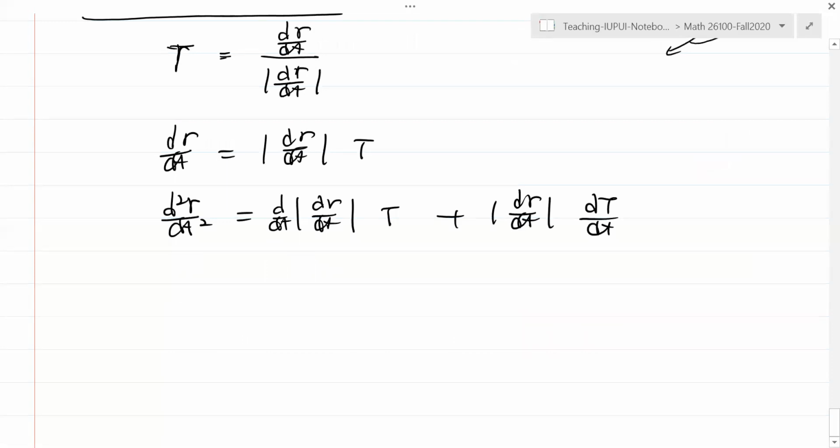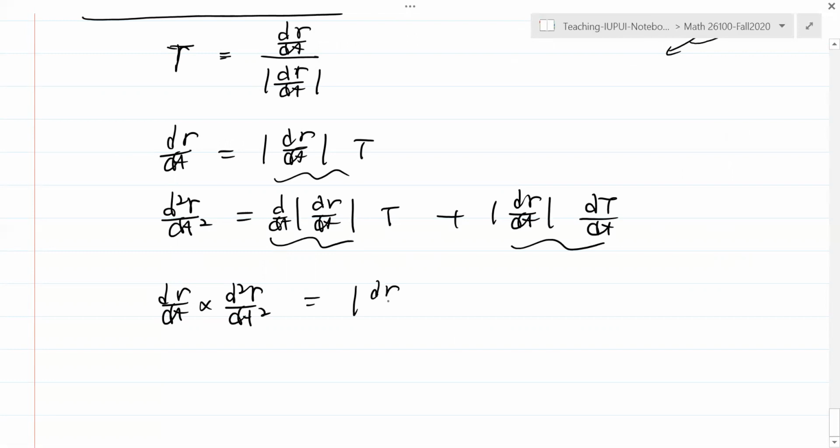Now, this is the bad part, I don't want it. How can I get rid of it? Well, I look at the cross product. If I take a cross product, then T cross T is going to be 0. So actually what I get is only this part. That is going to be the square of the length of dr dt, times T cross dT dt.